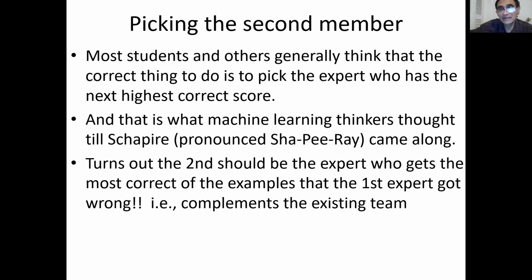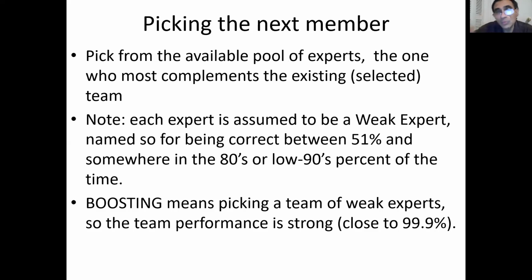And then you're going to pick the third one as the one who complements the team so far, right? So your team has two of them so far. You're picking the third expert. So you're going to see how the first do on all your examples, and what they're getting wrong. You want to pick number 3 member as the one who gets most of those correct, right? So you understand how the complementing idea works? Okay, so that's it, right?